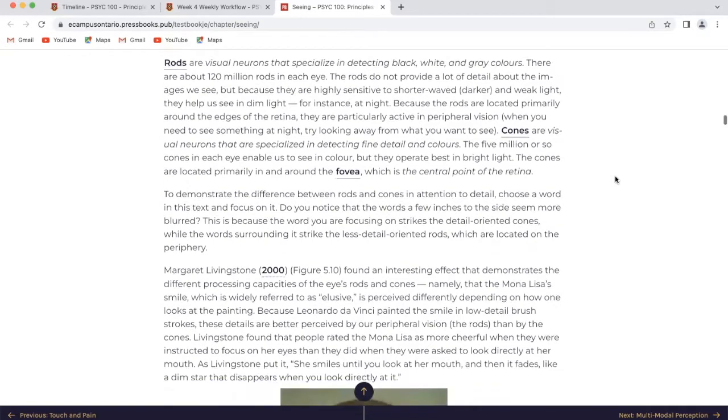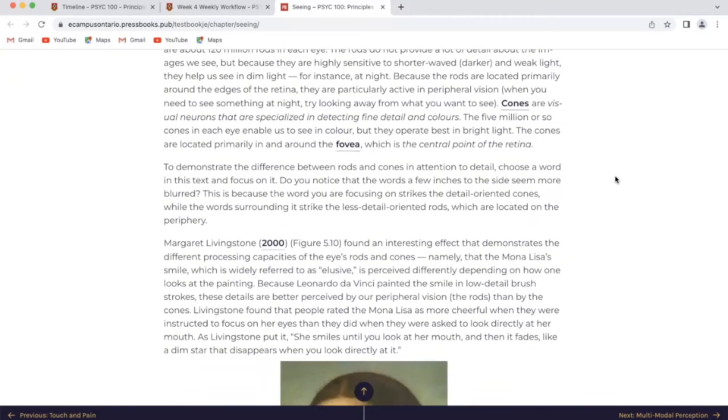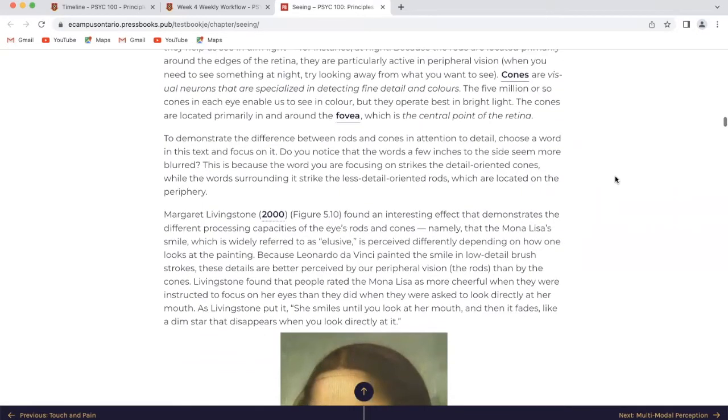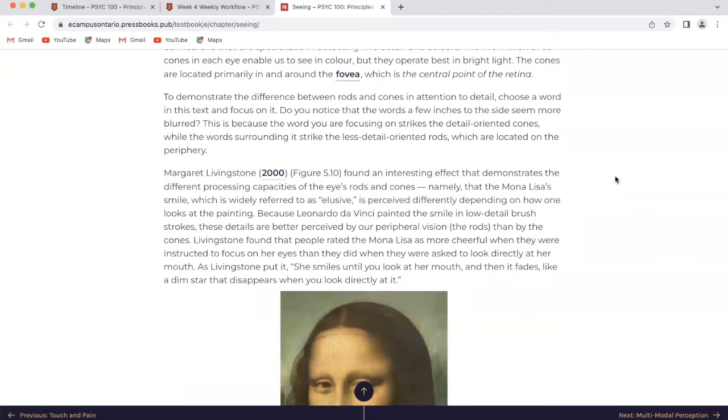To demonstrate the difference between rods and cones in attention to detail, choose a word in this text and focus on it. Do you notice that the words a few inches to the side seem more blurred? This is because the word you are focusing on strikes the detail-oriented cones, while the words surrounding it strike the less detail-oriented rods, which are located in the periphery.